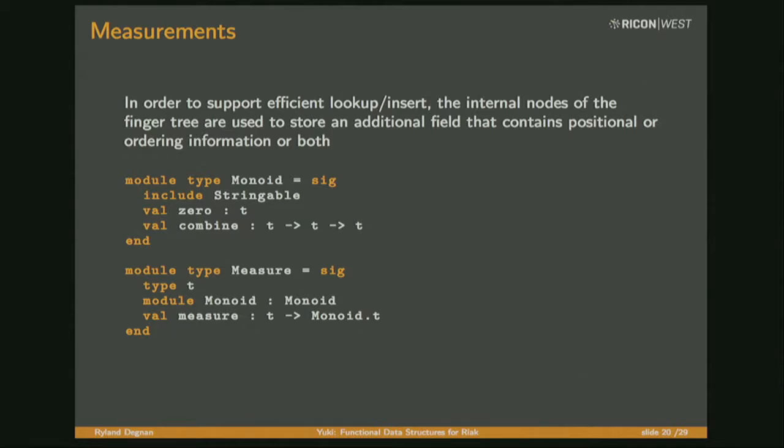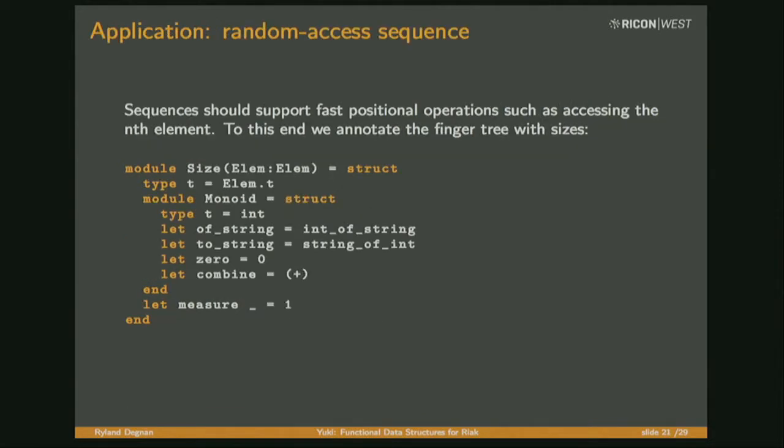And a measure is just a way to take the type that you're storing into the tree and translate it into this monoid type. So I'm going to give a more concrete example, which is the random access sequence. This is a data structure that we build using a finger tree and provide to the user of the library. As I said, the monoid here is an integer. The 0 is 0, the plus is the plus operator, and each element counts as 1.